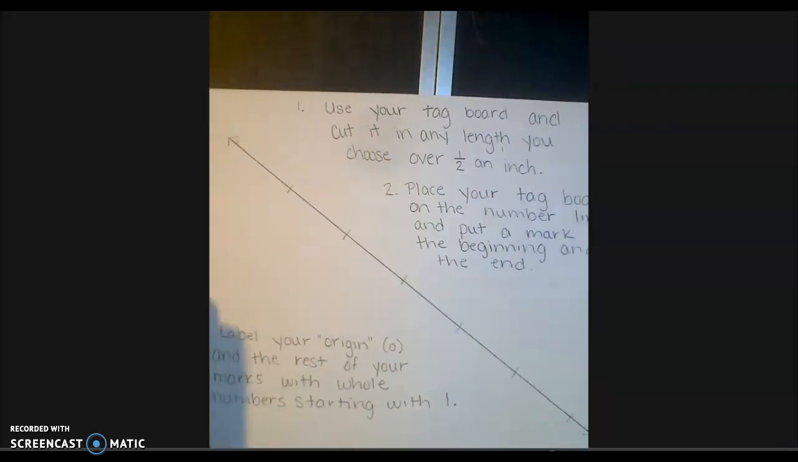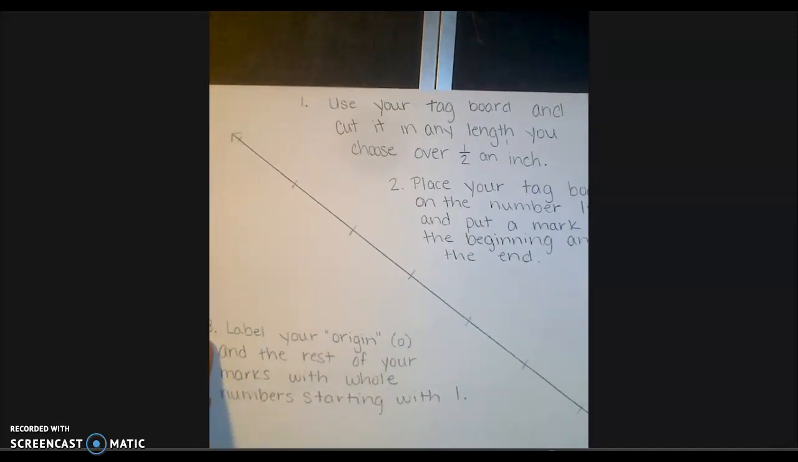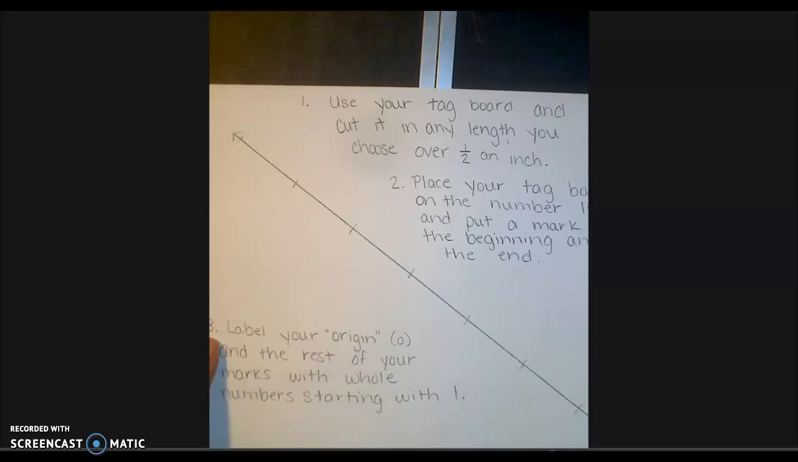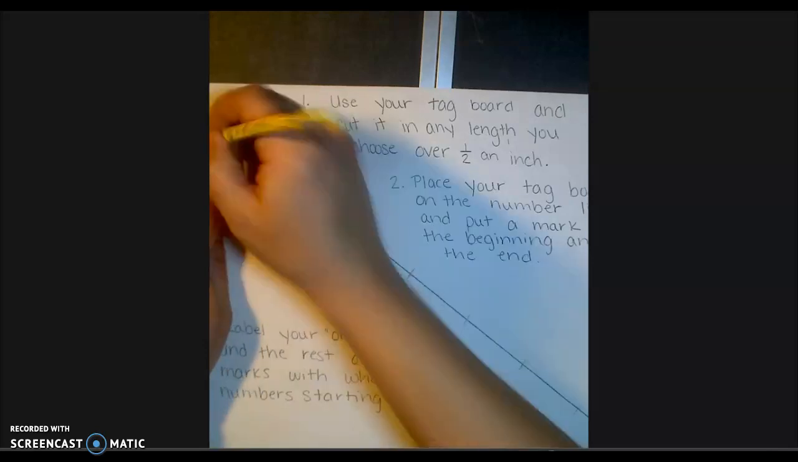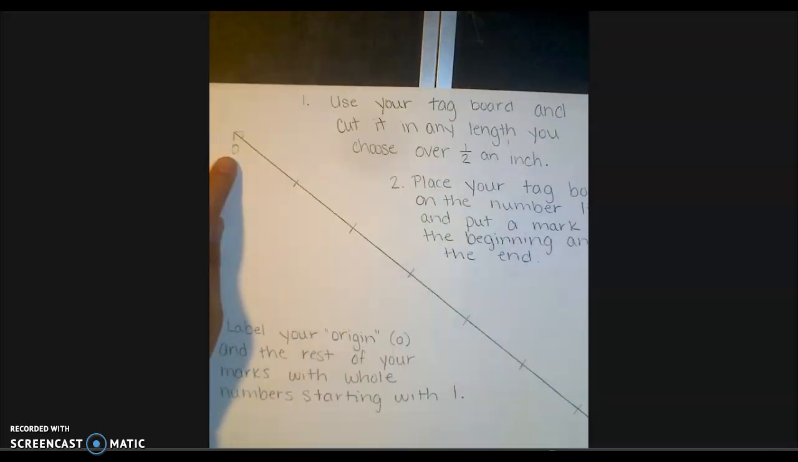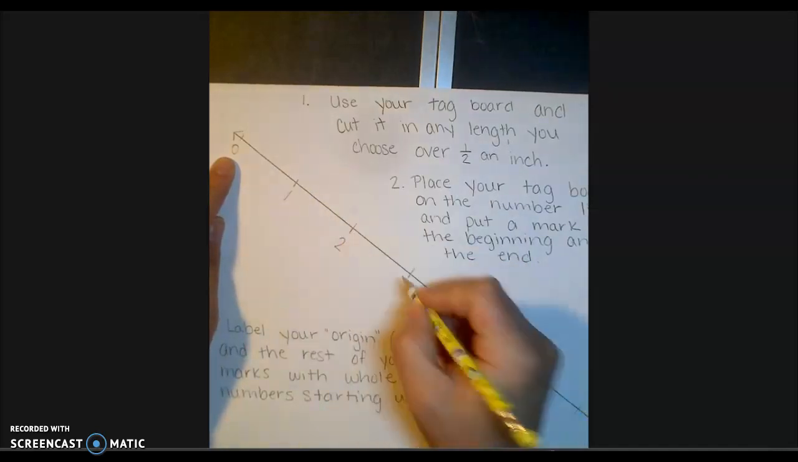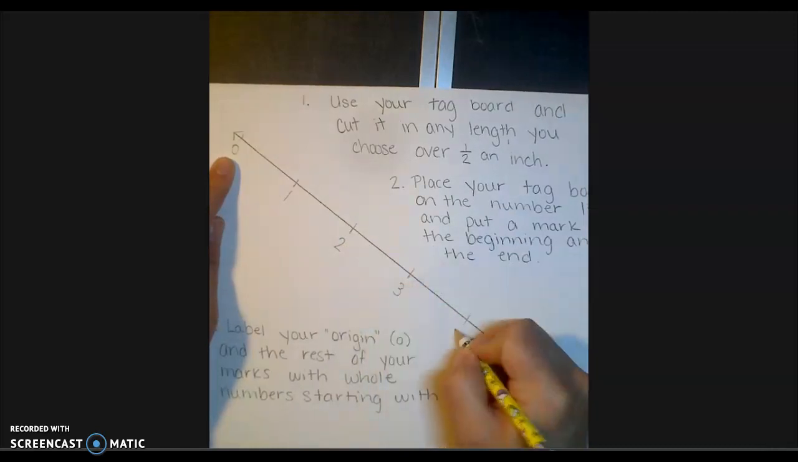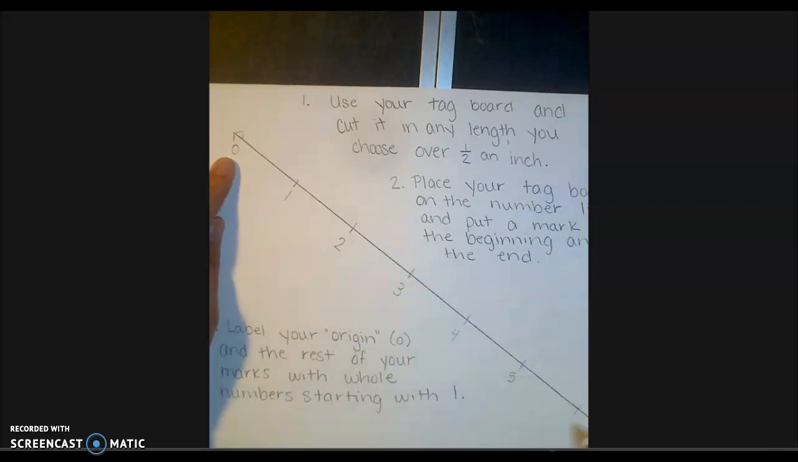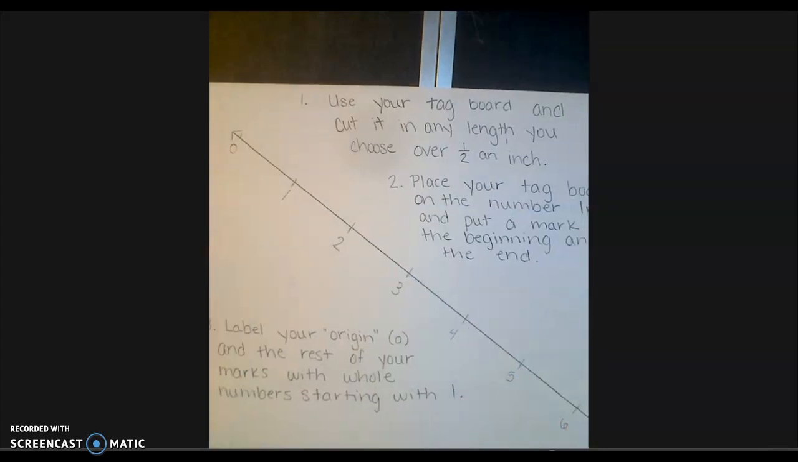The next thing we need to do is right here, direction number 3 says, label your origin. Origin is a very important word for this module. Origin means the number 0. So for this one, we're going to start in the top left corner, and my origin is going to be there. Now, I'm going to label the rest with whole numbers starting at number 1. So 0, 1, 2, 3, 4, 5, and 6 is our last whole number.